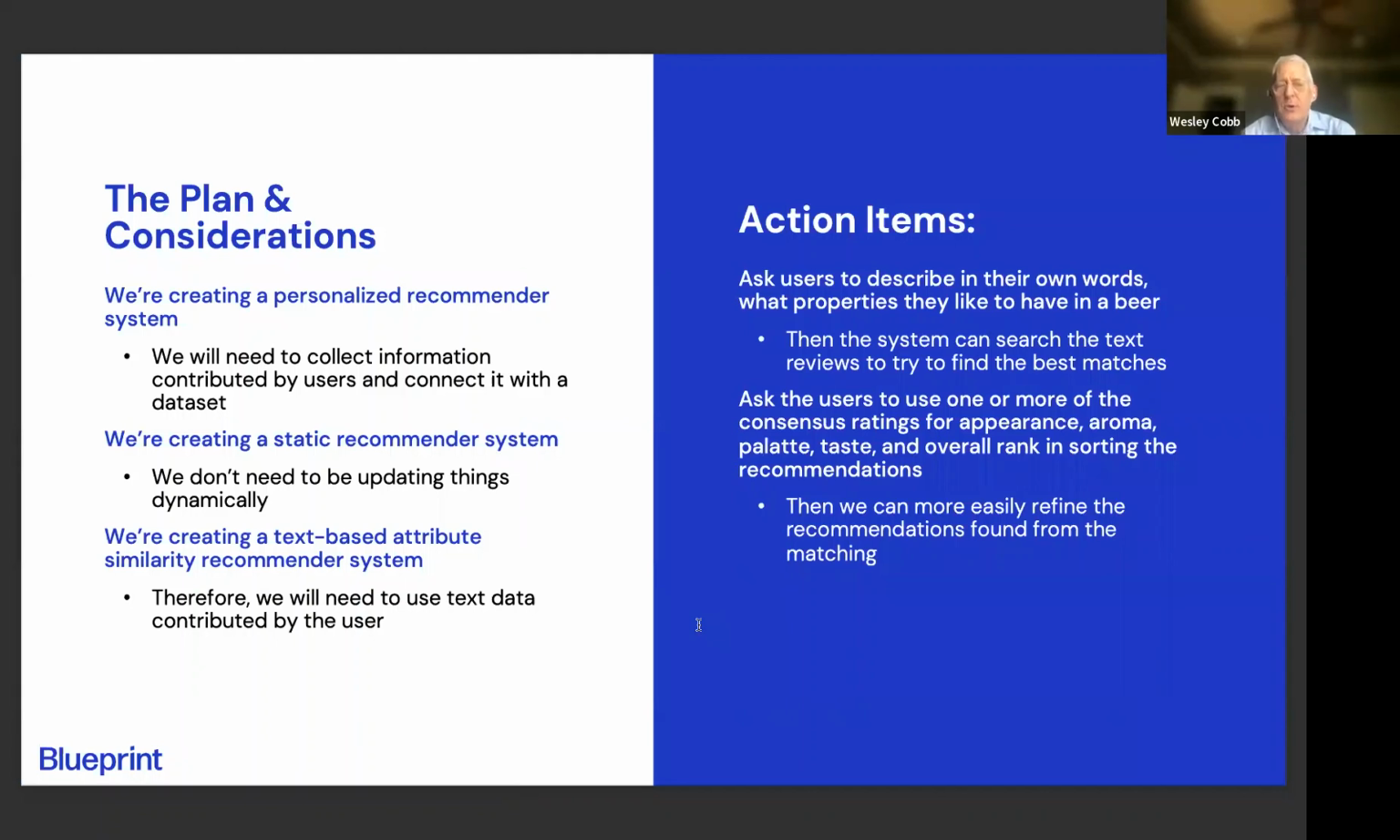And what we're going to do from that is create this personalized recommender system. So we're also going to want to gather information from the users and somehow connect it to this data set. We already know that we want the user to contribute a small blob of text saying what they want, what they think they like. And then we're going to try to match that up with the data sets that we've got. The way we'll do this is to ask them to describe in their own words what they want the properties to be. And then, to help in the refining process, we'll let them pick whether they would like to focus on aroma or appearance or palate or taste, just to make it a little bit more finely tuned.